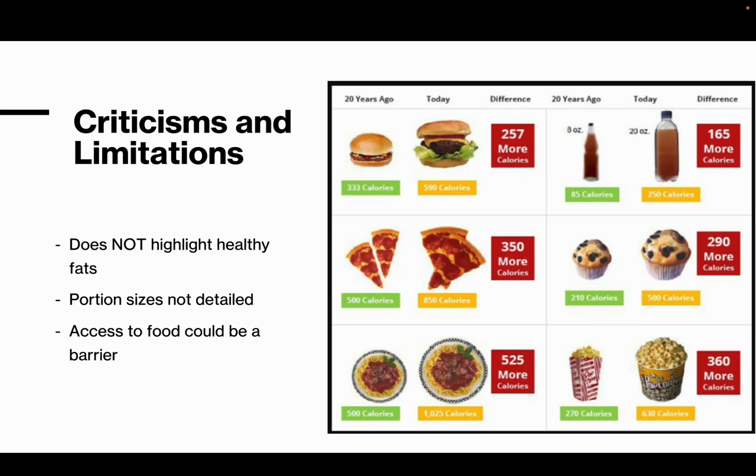So while MyPlate is a great starting point, it's not perfect. It doesn't highlight healthy fats like those in avocados or nuts. Second, portion sizes are implied, but they're not detailed, so this can lead to confusion about how much of each food to actually eat, as people often have different perceptions of what constitutes a serving. So for me, a small bowl of cereal might be a perfect serving, while somebody else may add double the amount of cereal and think that that's a perfect serving for them. So some people can easily overeat by filling their plates too generously, even if they are following the MyPlate proportions.